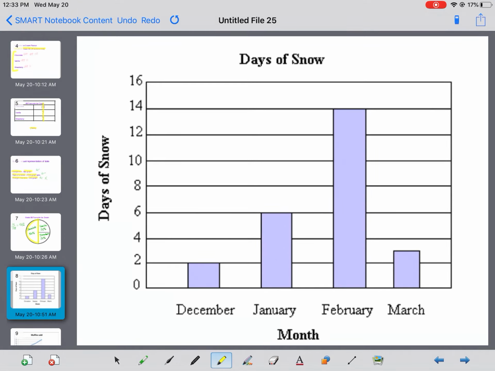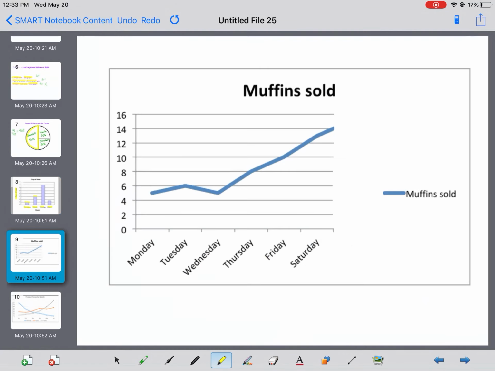Then for bar graphs, you'll use bar graphs anytime you are making comparisons. So here's an example of a bar graph that compares the number of days that it snowed in certain months in whatever location this is. It doesn't give us that information. So you can see we're comparing December, January, February, and March, comparing the months, and then it also lets us know how many days of snow were in each month. So in December there were 2, January there were 6, etc. So making a comparison.